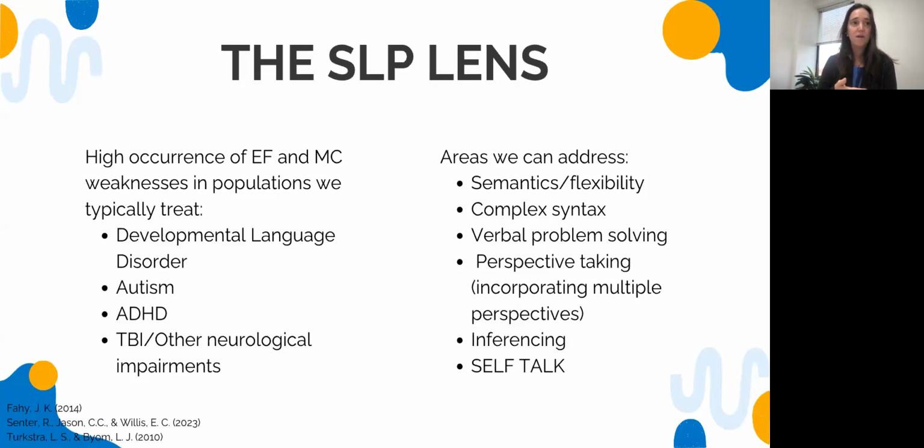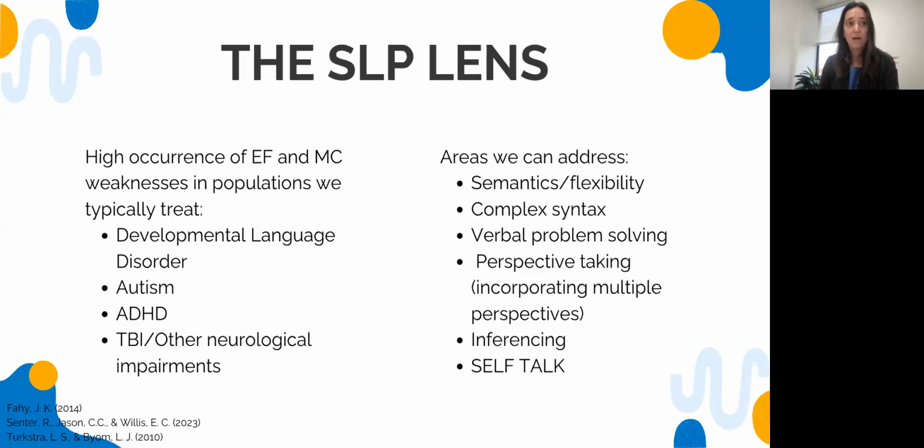Maybe we have a student who's having trouble problem solving or coming up with solutions, and that can link back to difficulties with complex syntax and verbal problem solving. So just having that structure of, if I do this, then this other thing is going to happen, so I should do this other thing. Those are complex syntax skills that directly tie back into our executive functioning and metacognitive skills.